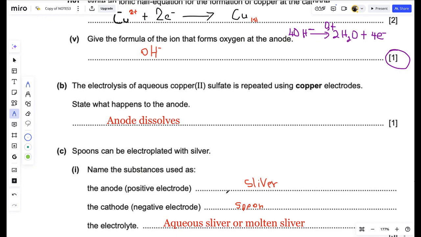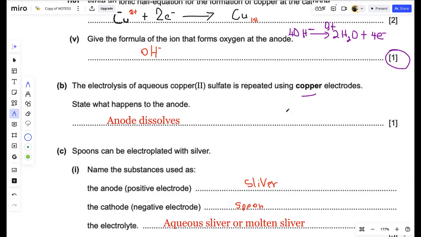The B part of the question says the electrolysis of aqueous copper 2 sulfate is repeated using copper electrodes. Now if you use copper electrode, before we were using inert electrodes like platinum or carbon. Carbon means graphite in this regard. Now if you are using copper electrode, something happens. The anode will start dissolving. The cathode will get bigger. The mass of the cathode will increase. The mass of the anode will decrease.